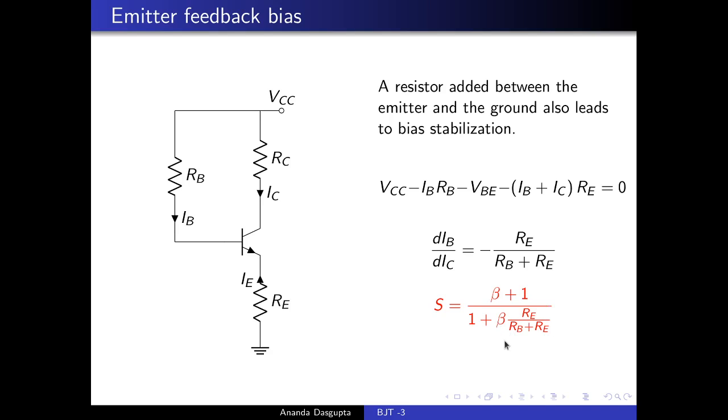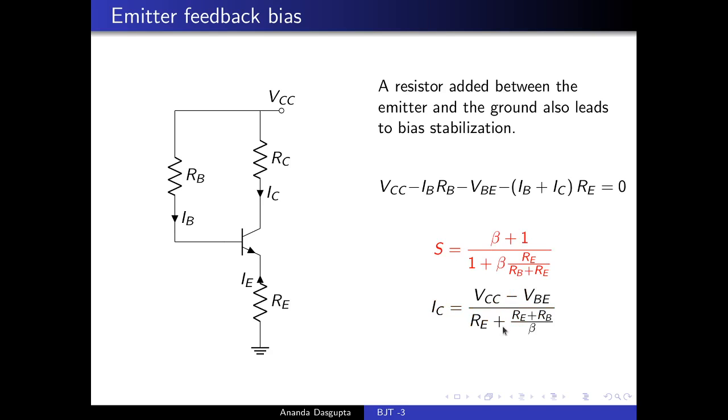Okay, what about beta dependence? Well, for that we need to calculate IC from this formula, but that's also pretty easy. Just remember that you can ignore the IB here with respect to IC, or you don't have to. You just take these two IBs together as RB plus RE, and just replace IB by IC by beta, and rewrite the equation. You will get this.